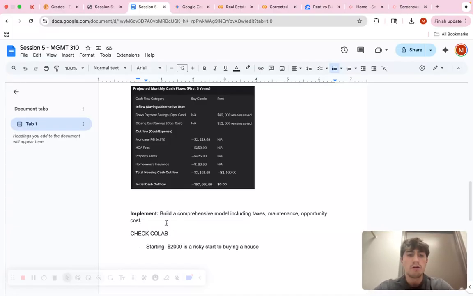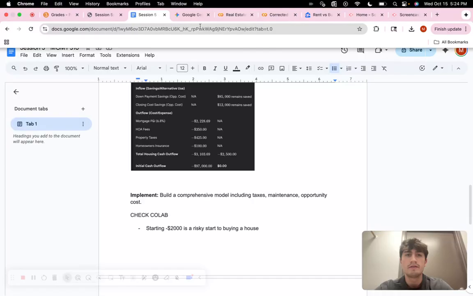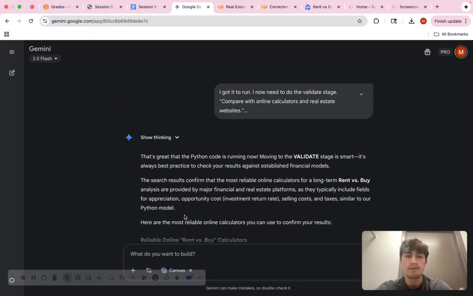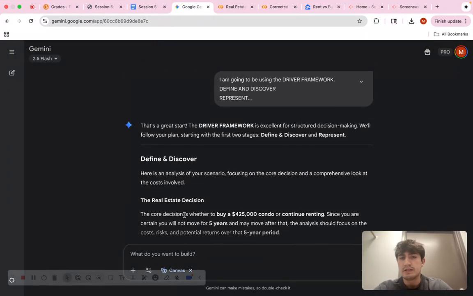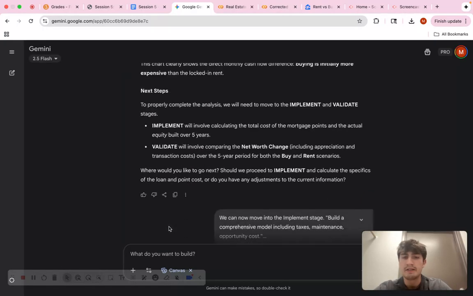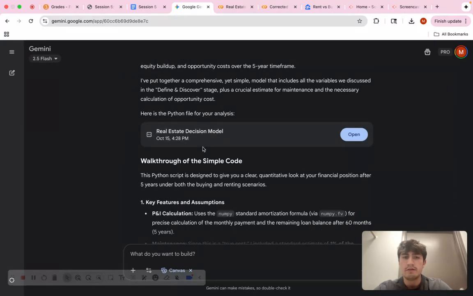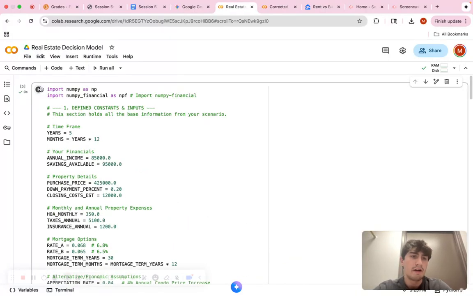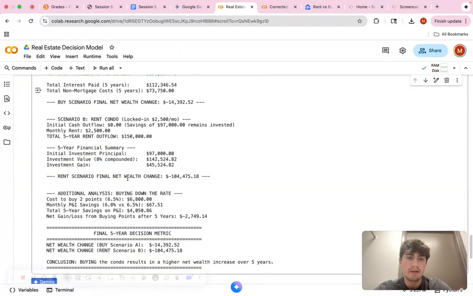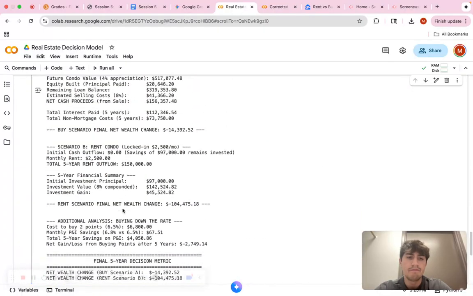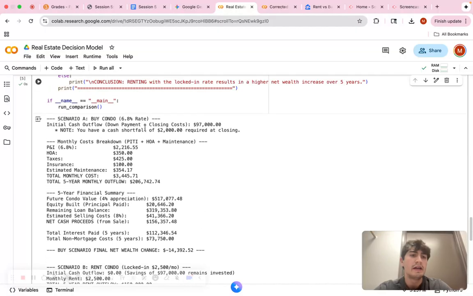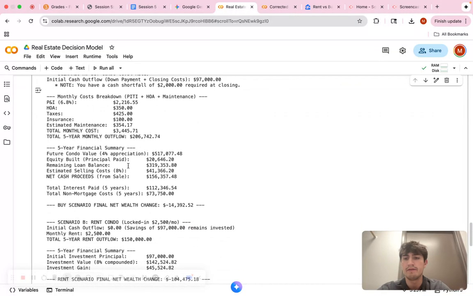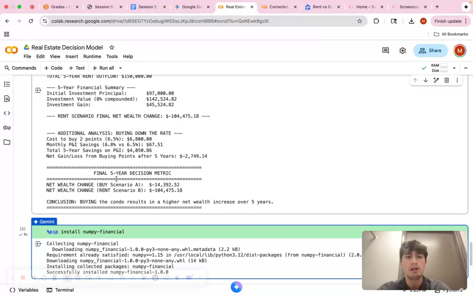And so the implement with the Colab. So I'm just going to run you through my process real quick. I basically just needed the implement stage, so I got it to give me this model, which we'll see in Colab here. And I ran it, and it's giving me these outputs here. So it gives you the whole financial summary for the 5-year and scenario by scenario. And I'm just going to skip past this real quick because I found something wrong.